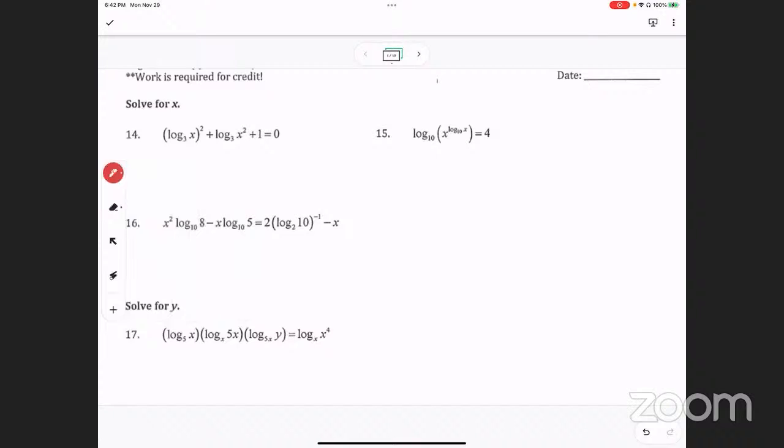What was this from? Like a review sheet? Or was this like an old quiz or something? It says work is required for credit. Is that how the teacher talks about just regular homework? Yeah. Okay.